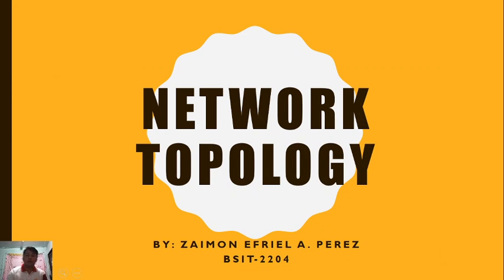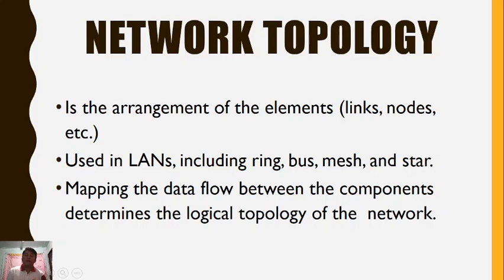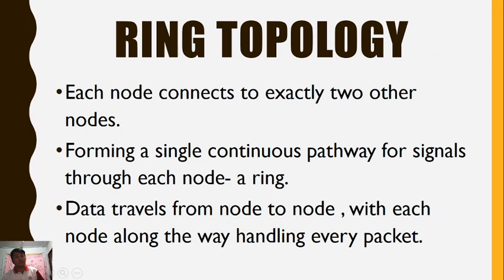Network topology is the arrangement of the elements, links, nodes, etc. used in LANs, including ring, bus, mesh, and star. So if there is a question for you about what those words ring, bus, mesh, and star are, those words are the kinds of network topologies. Mapping the data flow between the components determines the logical topology of the network.